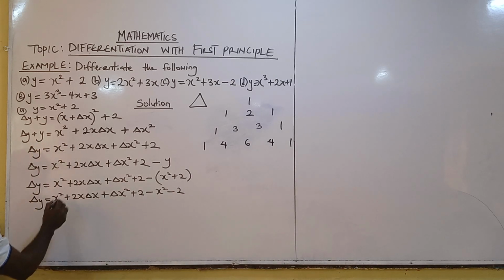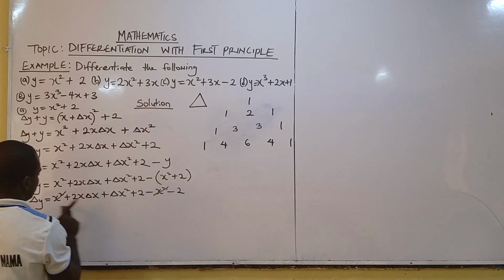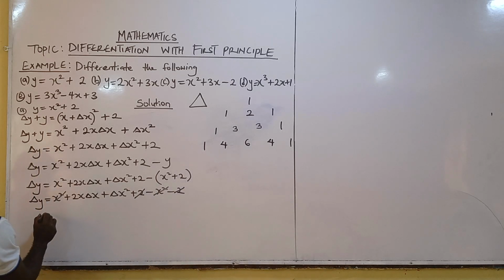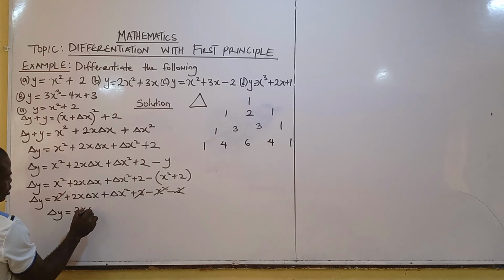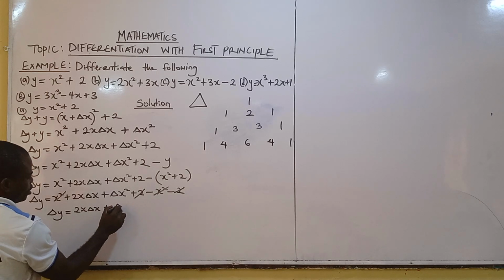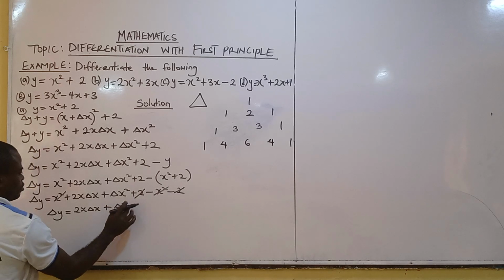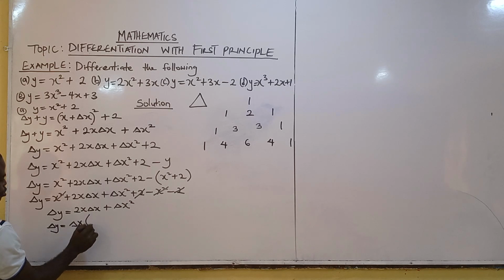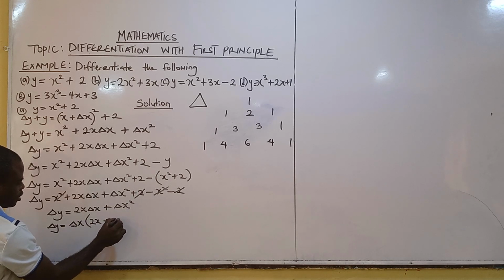If you look at it very well, x squared will cancel x squared because this x squared is minus x squared, cancel out. 2 plus 2 minus 2 is cancel out. You are left with dy equals 2x dx plus dx squared. Let's factorize what's common. The dx is common. We have dy equals dx, open bracket, 2x plus dx to be inside.